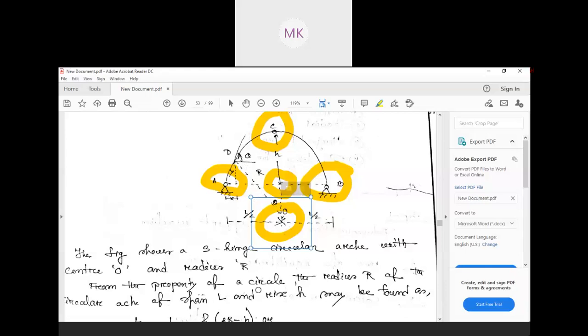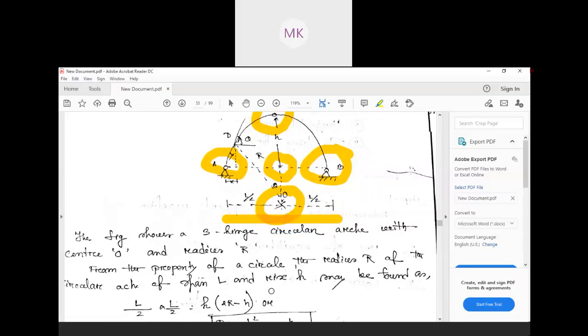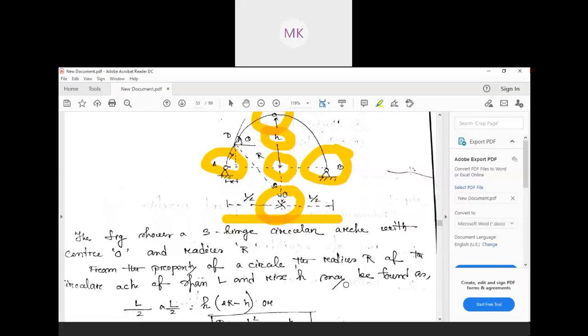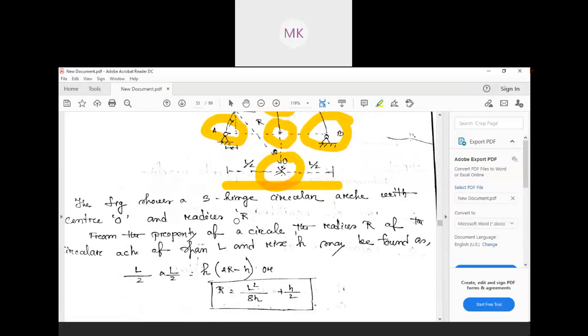From the property of a circle, the radius R of the circular arc of span L, this is the span L, and rise H, this is the rise H. So how do we find the radius? You can use this formula. Just remember the formula. We need to use this formula to find the radius for a circular arc.